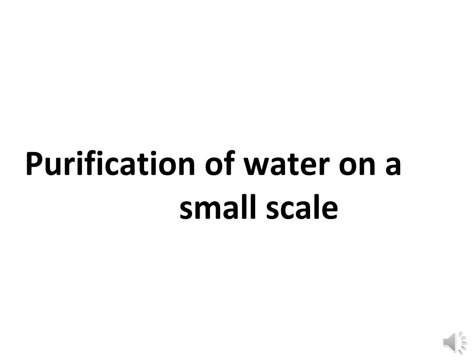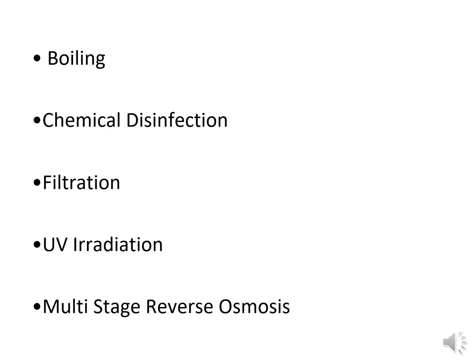Hello students, today we will have a discussion about purification of water on a small scale. Small scale means at the household level. So there are various techniques and methods used in the purification of water at household level. The techniques are boiling, chemical disinfection, filtration, UV irradiation, and multi-stage reverse osmosis.